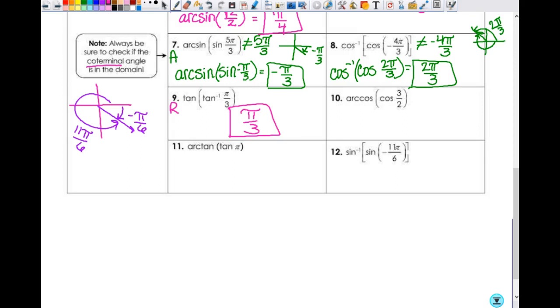And then we'll kind of do 11 and 12 a different way, but let's look at 10. Cosine of 3 over 2, what does that represent?